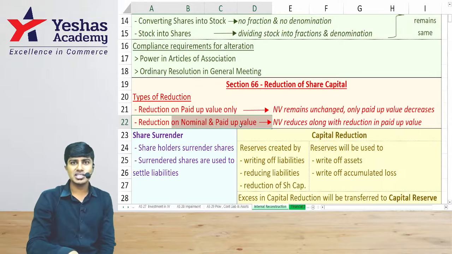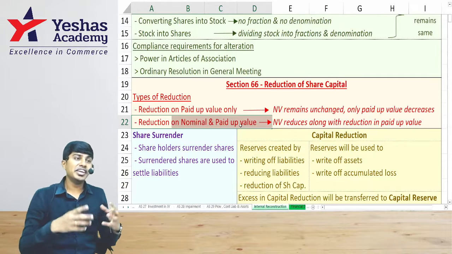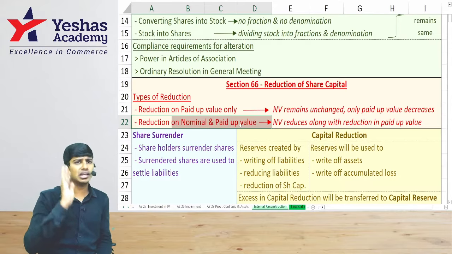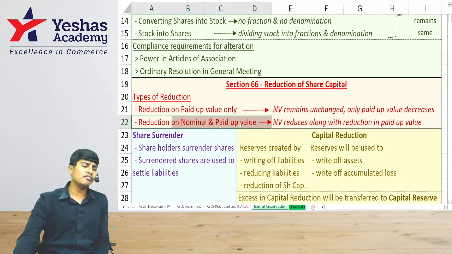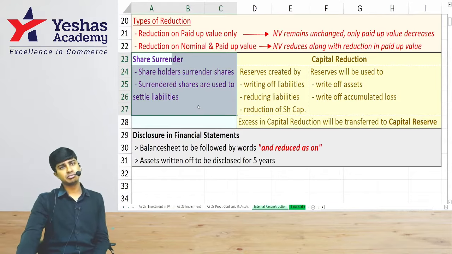The beauty of this case is that 2 rupees need not be called from the same shareholder. We can issue a fresh share to another person for cash or to settle a liability. This is what we mean when we say reduction in nominal value as well as paid up value. Instead of going for reduction or alteration, the company has an option to go for share surrender.